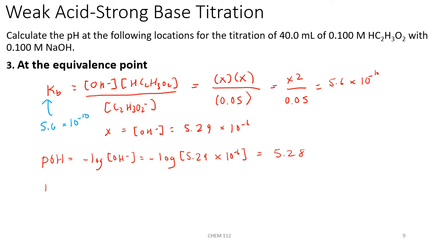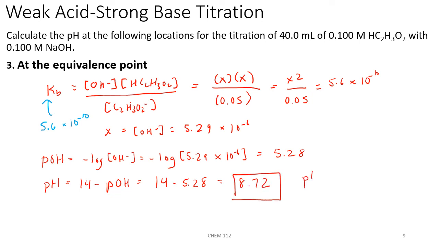And then the pH will be equal to 14 minus the pOH. So we'll have 14 minus 5.28, which gives us a pH of 8.72. And as we would expect, the pH at the equivalence point is greater than 7, so it's basic. This is because we had that base hydrolysis taking place.